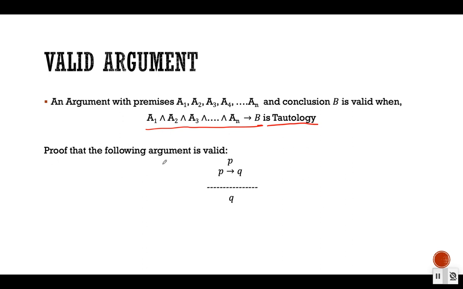Now using the theorem, prove that this one is a valid argument. P, P implies Q. If P and P implies Q is true, then Q is true. Okay, prove that this one is a valid argument. And now we are going to use this theorem. That means we have to find out P and P implies Q.